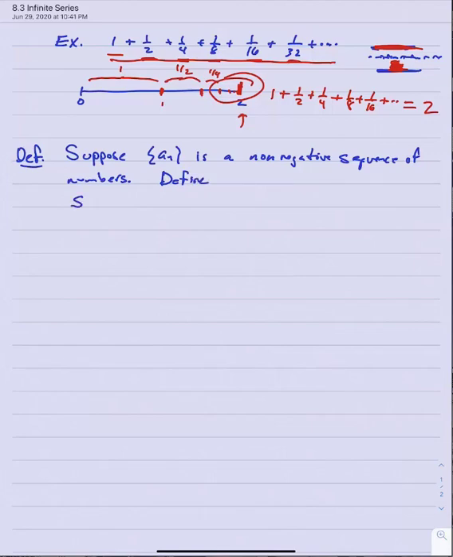Let's define S sub 1 to be A sub 1. Let's define S sub 2 to be A sub 1 plus A sub 2. Let's define S sub 3 to be A sub 1 plus A sub 2 plus A sub 3. Let me skip down here a little bit. So that means if I asked what's S sub 10, I'm saying it would be the sum of the first 10 terms in the A sub n sequence.